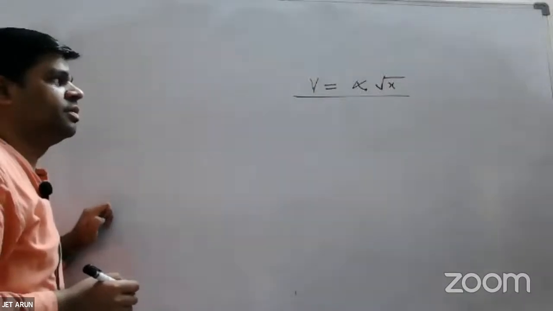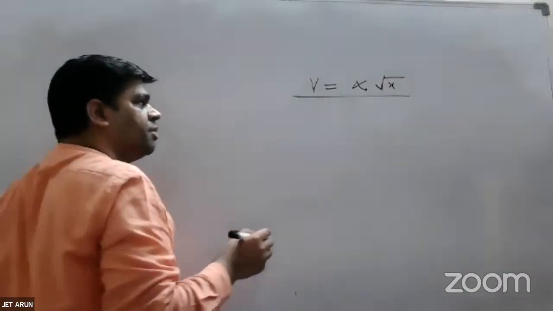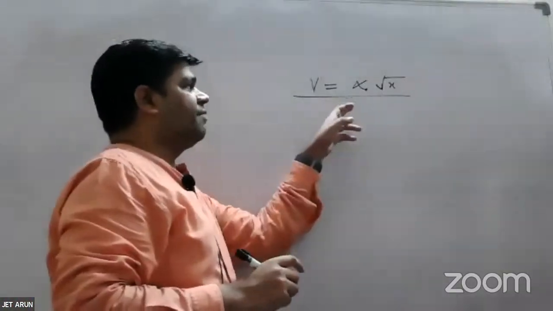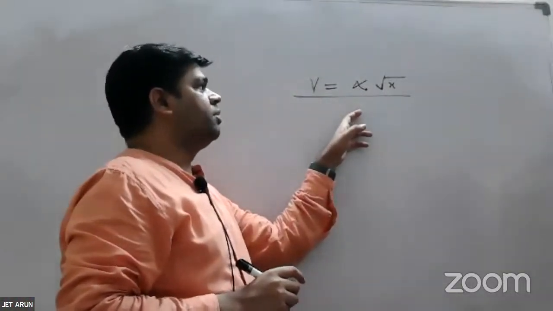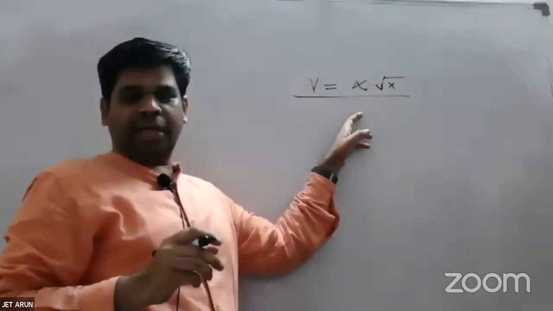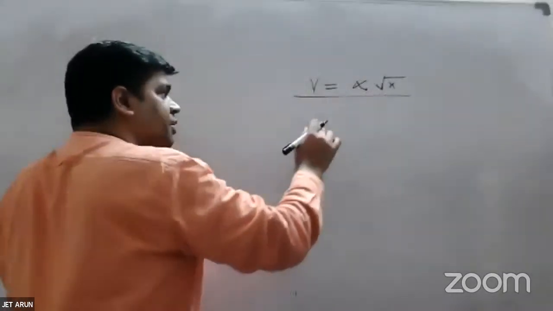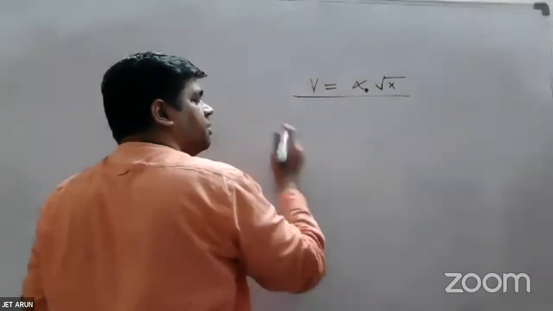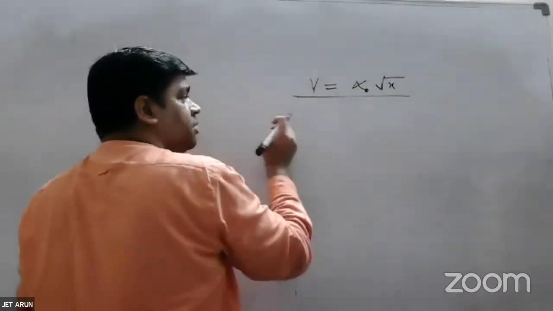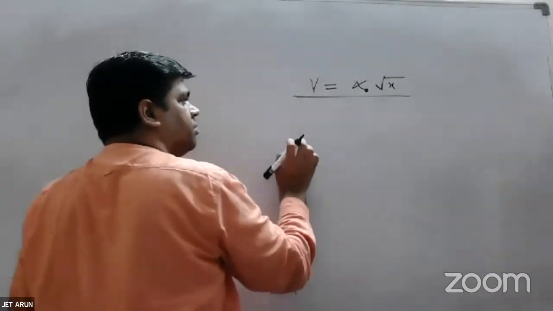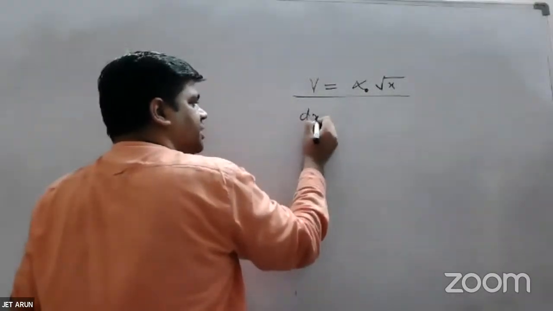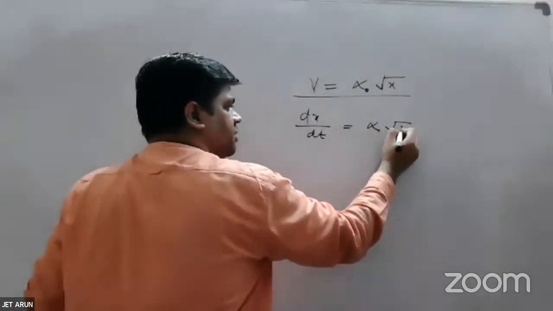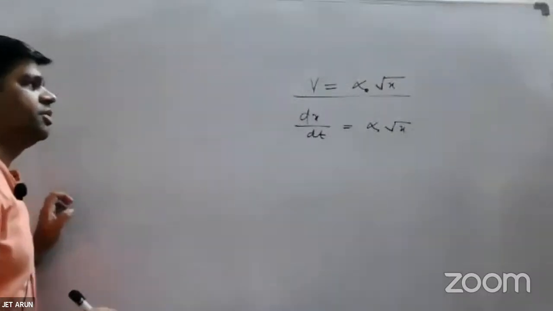All right. Please follow this example very carefully. V is equal to alpha root x. Now I'll write v as dx by dt is equal to alpha root x. This is one way I can write it, right?